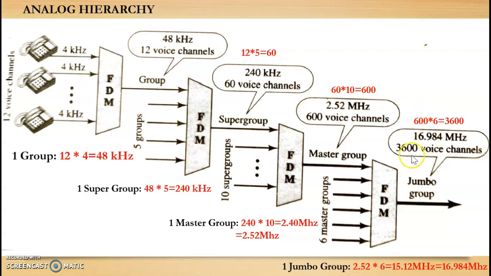And each jumbo group will have 3600 voice channels, because it will be 600 into 6. 600, because each master group has 600 voice channels, and there are 6 master groups, so it will be 600 into 6, that is 3600 voice channels. So this is the analog hierarchy.